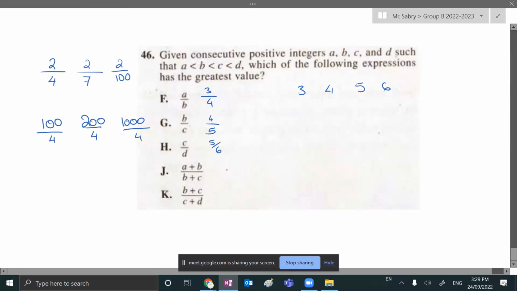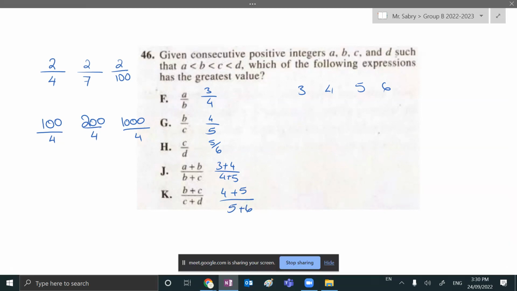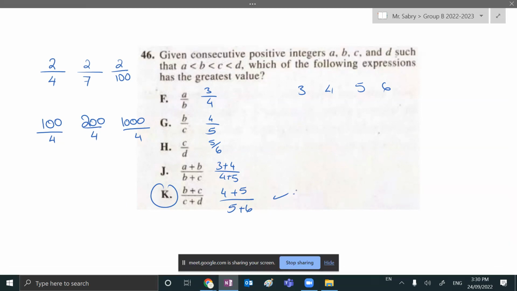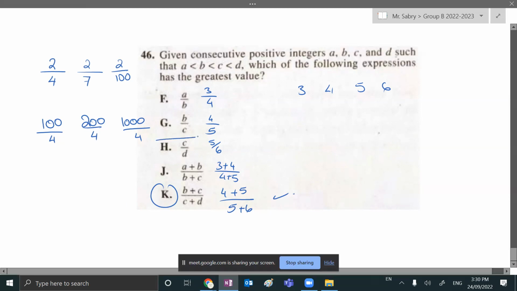And A plus B over B plus C is 3 plus 4 over 4 plus 5, and B plus C over C plus D is 4 plus 5 over 5 plus 6. Try them out on the calculator and check which is the biggest. It should be this one, by the way. Right? No. It should be H. H, yes, H.